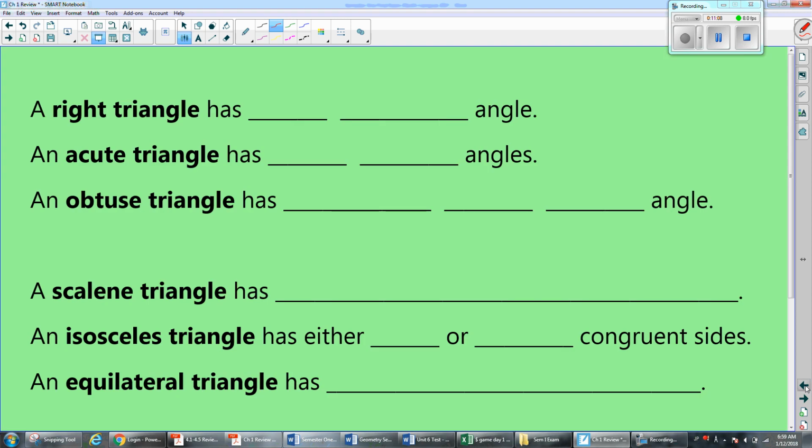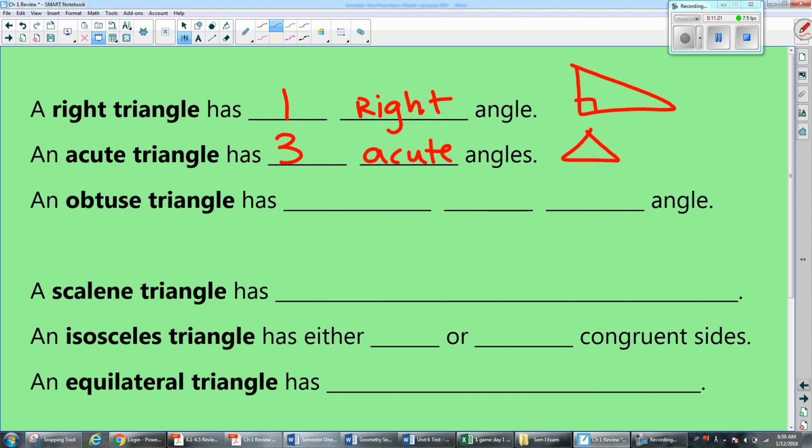Okay, so if you think about a right triangle, it can only have one right angle. If you think about an acute triangle, it has three acute angles. All three angles are less than 90. If it's an obtuse triangle, it has exactly one obtuse angle. So here's my angle that's bigger than 90.